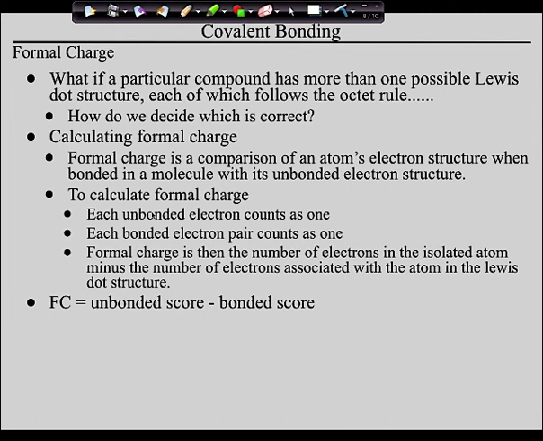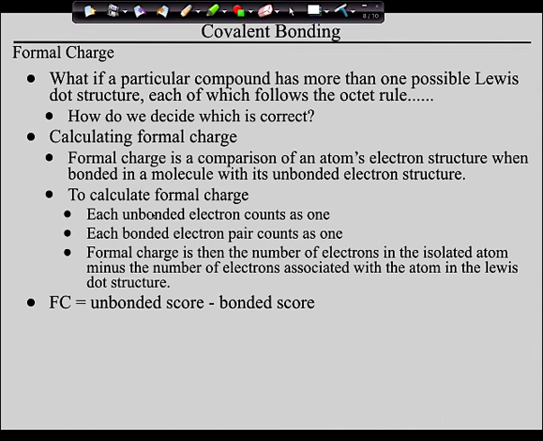That's formal charge. It's the unbonded score. That's the picture before. What do they look like before? And then the bonded score. What do they look like after? And guys, the closer the before and after snapshot are, the more stable the marriage, if you will. So again, unbonded electrons count as one, bonds count as one, and then it's unbonded minus bonded.